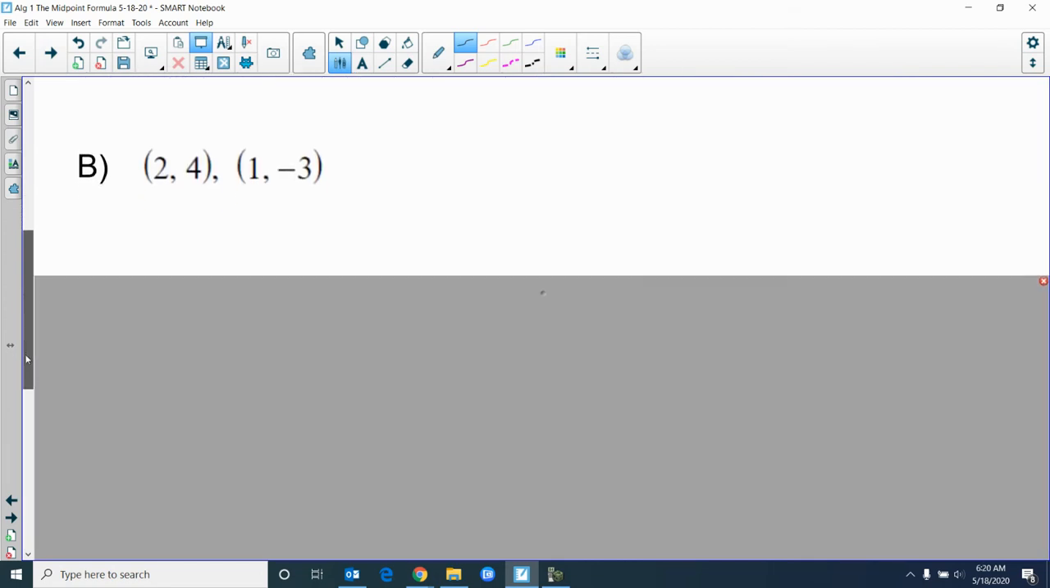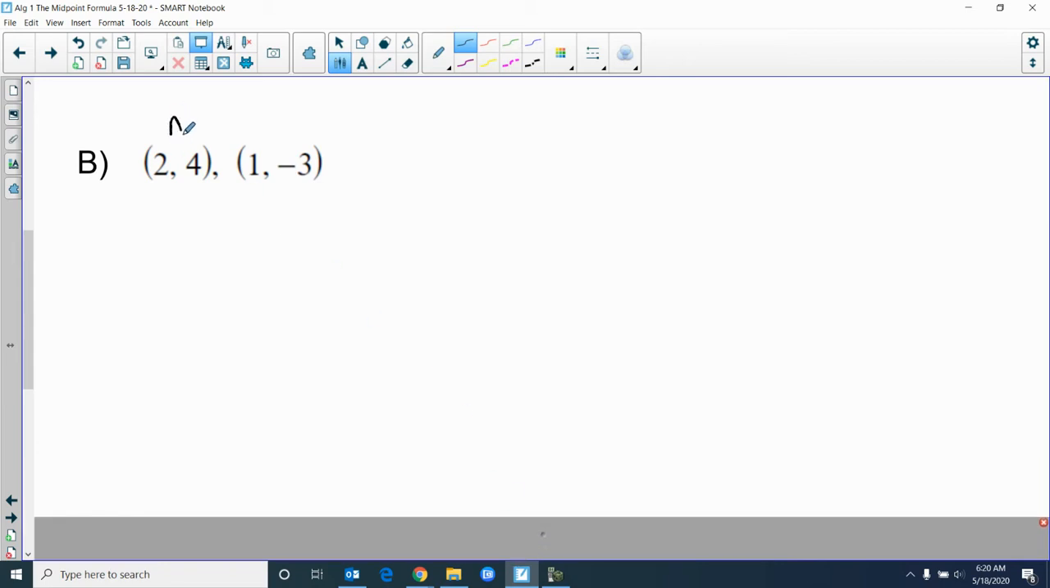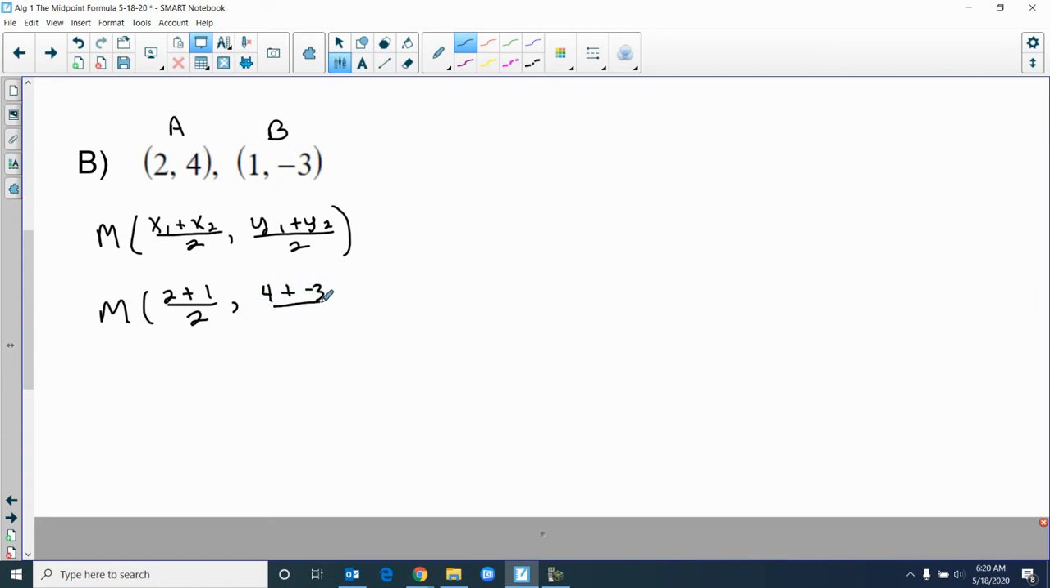Okay, we have the points 2, 4, and the points 1, negative 3. So that's point A and that's point B. The midpoint will be the average of the x's, x1 plus x2 divided by 2, and the average of the y's. So the midpoint will be 2 plus 1 divided by 2, and 4 plus negative 3 divided by 2.